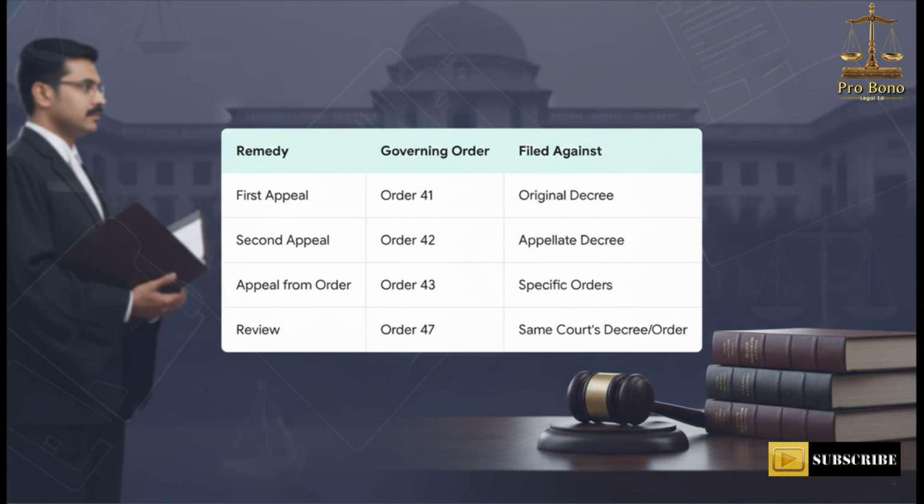Now, for the aggrieved party, the CPC provides several remedies. A first appeal against an original decree is filed under Order 41, a second appeal, which lies only on a substantial question of law against an appellate decree, falls under Order 42, appeals from specific non-decretal orders are governed by Order 43, and finally, a party may seek a review of a decision from the very same court under Order 47, but this is only available on very limited and specific grounds.